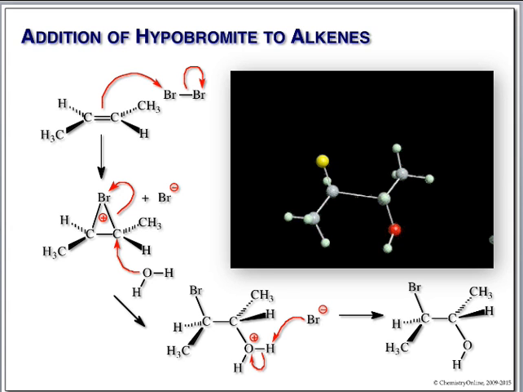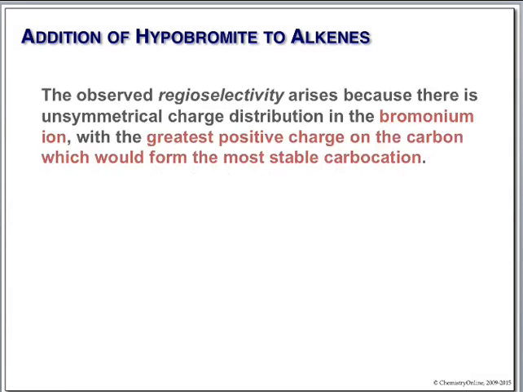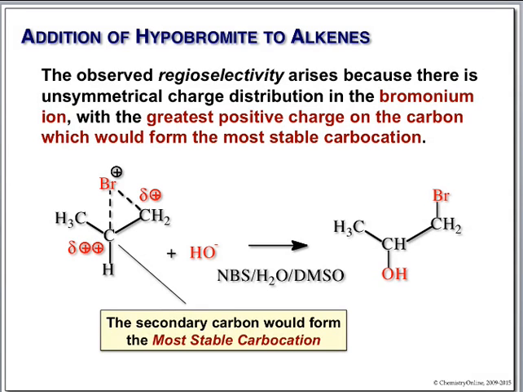Why? Well, this is a bromonium ion formed between a primary and a secondary carbon. The actual orientation and charge distribution in this is not going to be identical over both carbons. The secondary carbon here can accommodate the positive charge better. And because it can accommodate it better, it will actually get more of this positive character than the primary. Because of that, when hydroxide adds, it will add to the most positive carbon. And that gives us the observed regiochemistry.